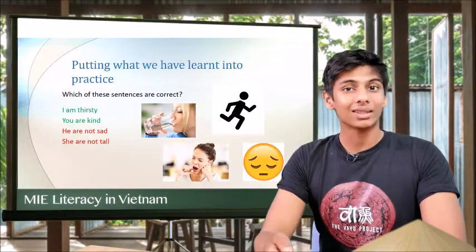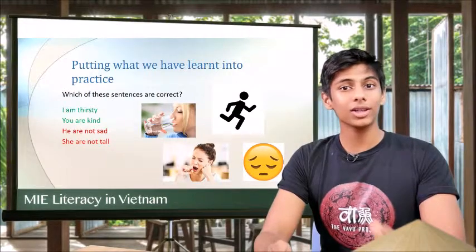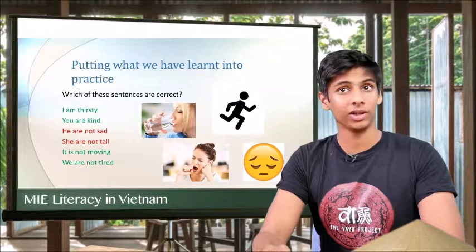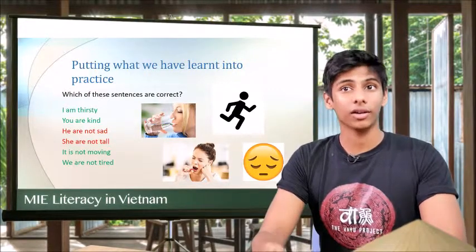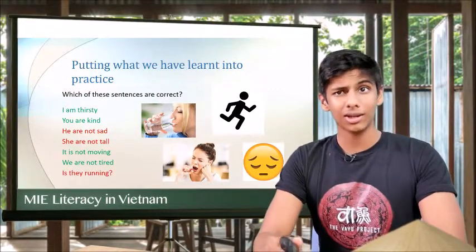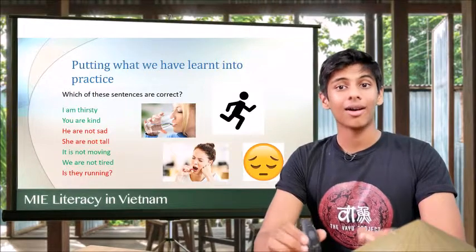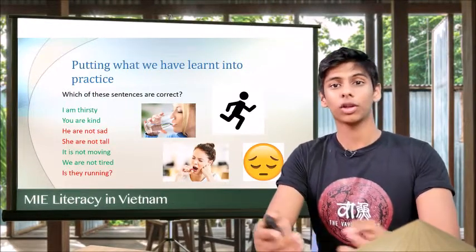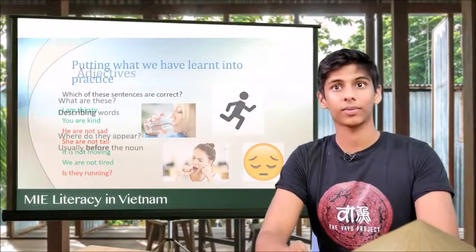She is not tall. She is a singular or a single thing. It is not moving, correct. We are not tired, correct. Is they running? Wrong. It's are they running, because it's plural. There is more than one subject involved.